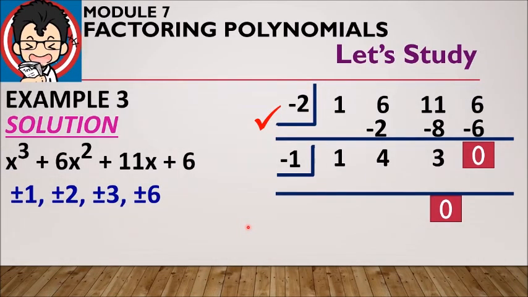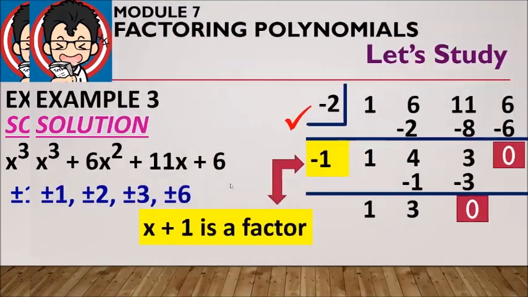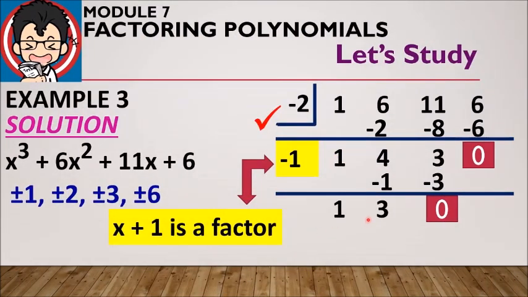So, itutuloy-tuloy ko lang yung pagsisynthetic division ko. And this time, ayan o, dito na ako sa second level. This time, I decided to use or to test negative 1 naman. Okay? So, tapos na ako ng negative 2, negative 1 naman ang itetest ko. So, tignan natin. Okay. So, turns out na x plus 1, ayan o, is also a factor.